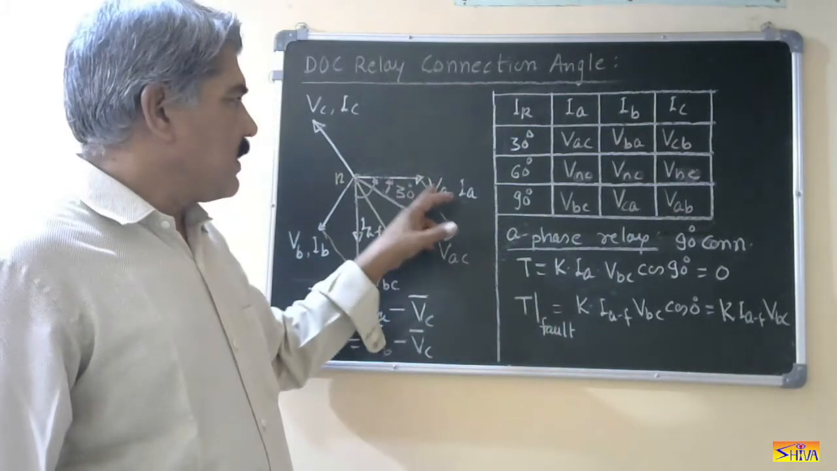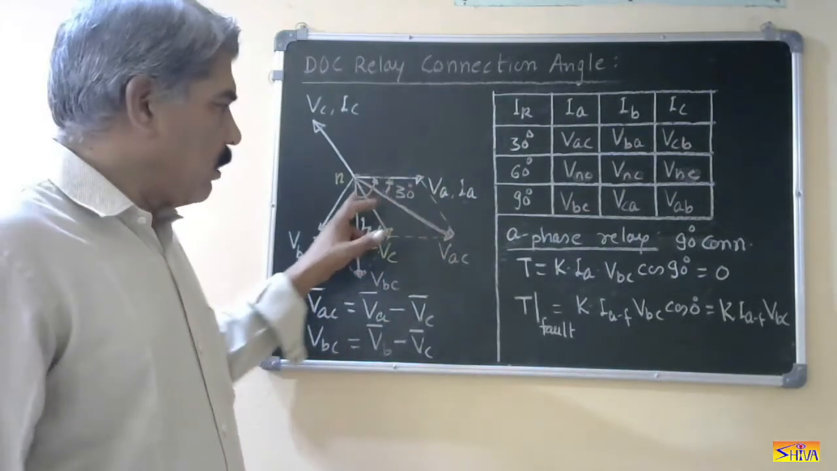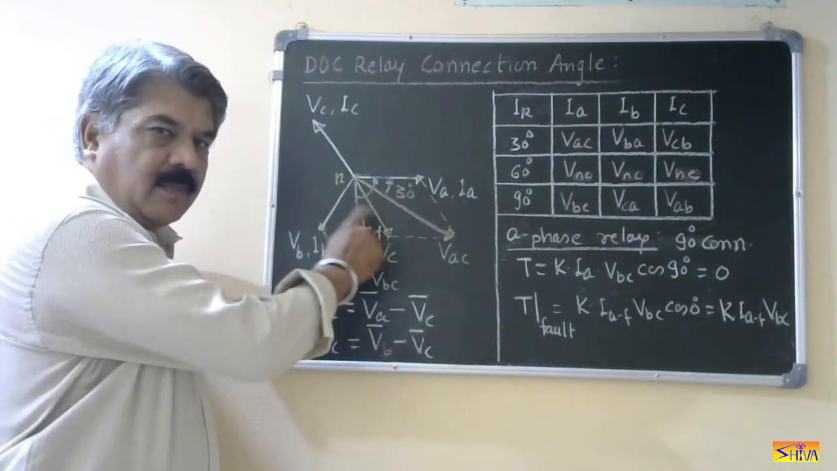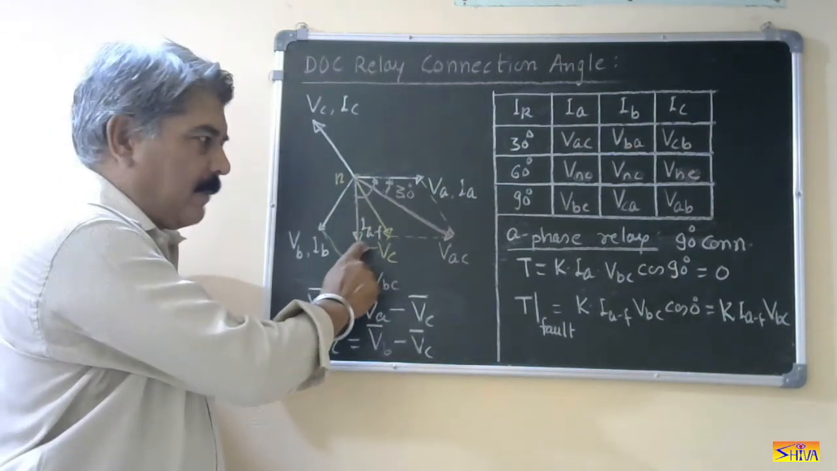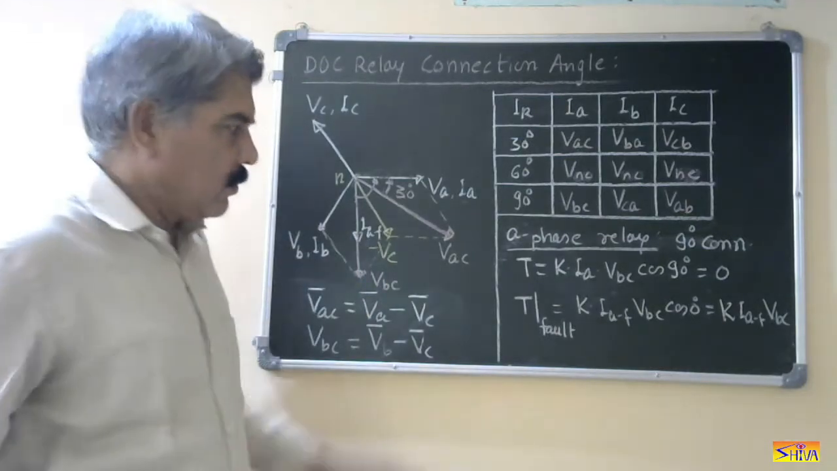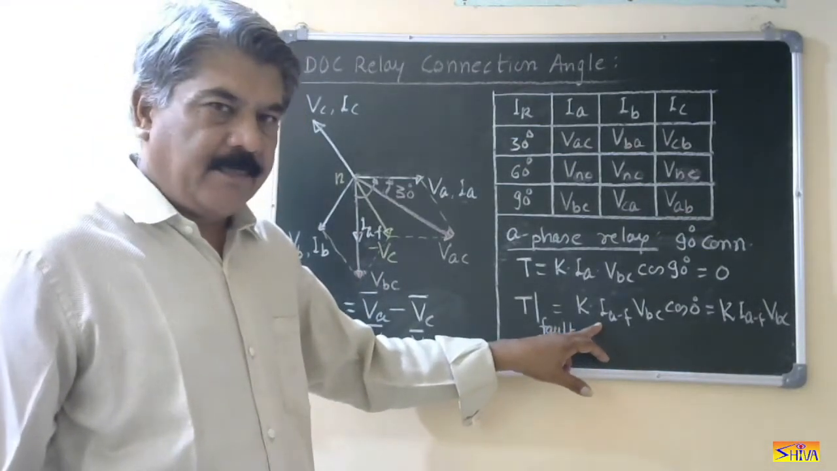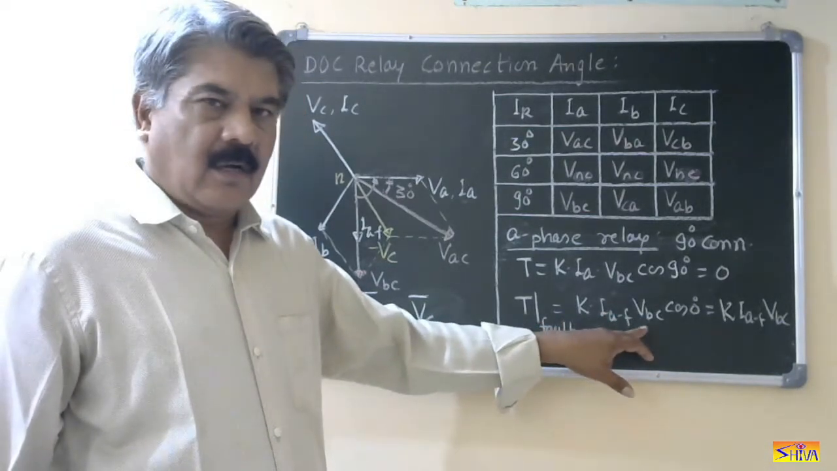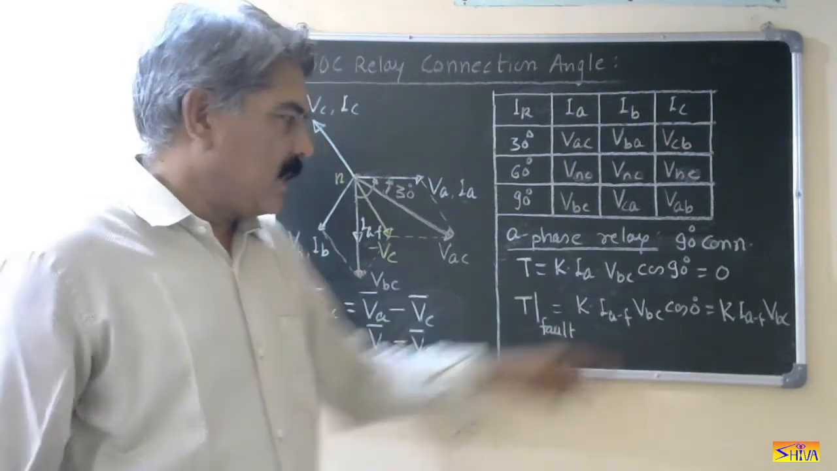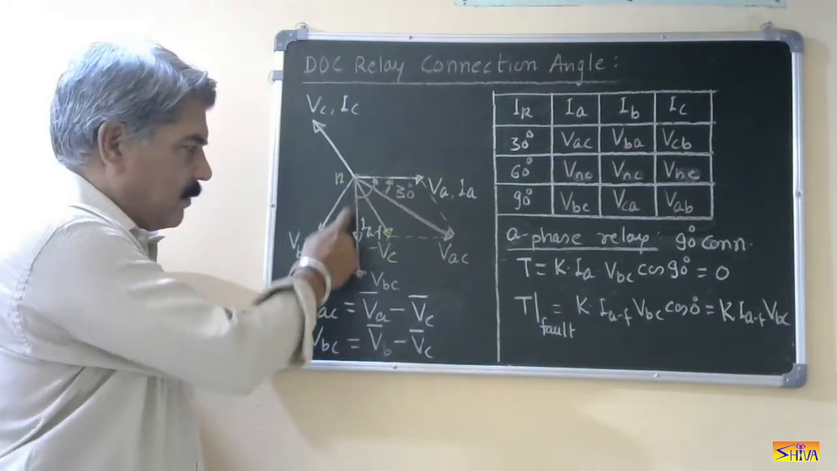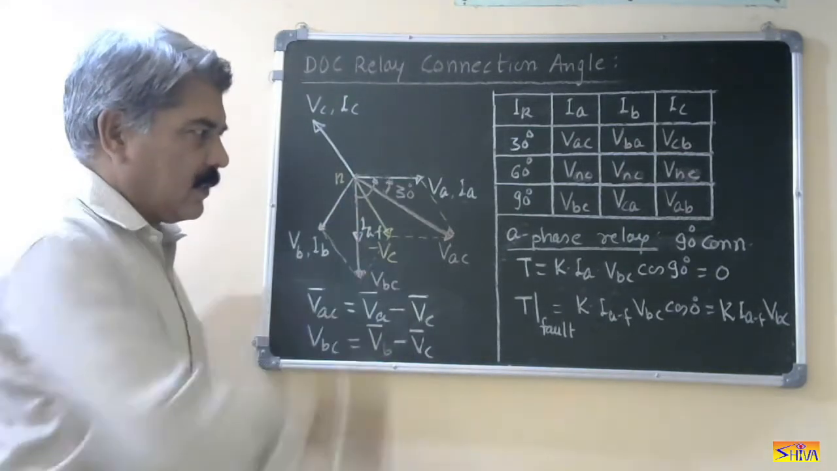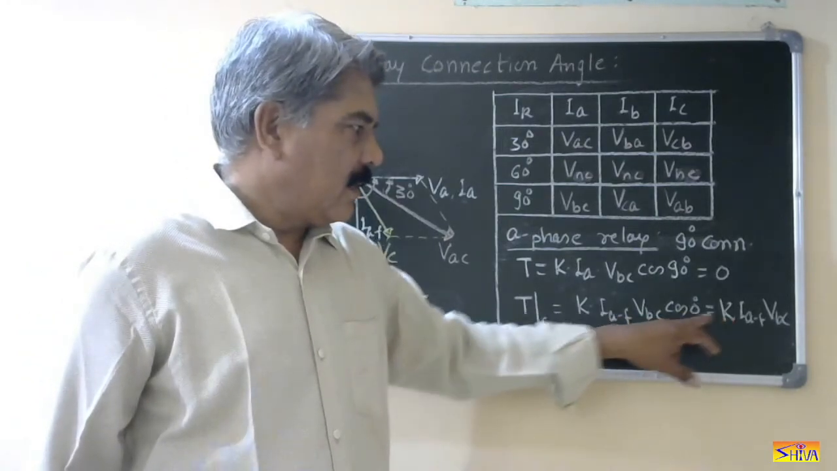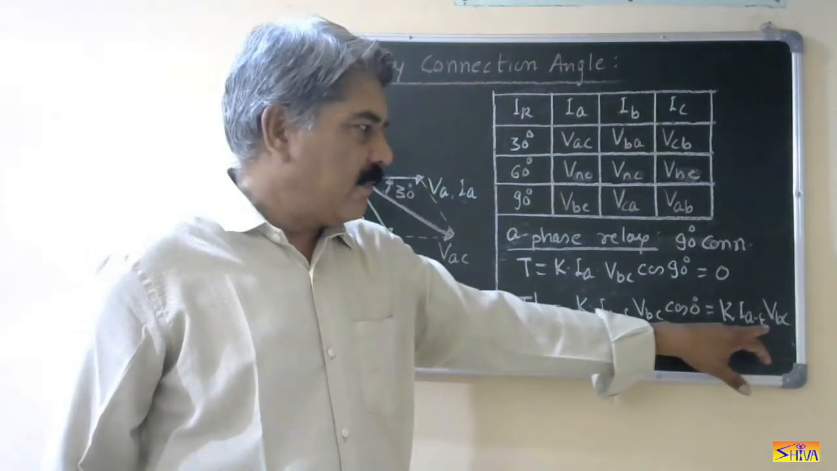Now during fault condition, the current of phase A will lag the voltage of phase A by almost 90 degree. So this is phase A voltage during fault condition. I have denoted this by VAF. So during fault, torque will be K, current of phase A, that is IAF, voltage VBC, and cos of the angle between these two. It is phasor VBC, current phasor IAF, angle is 0. So cos of 0 degree is 1. So it is K, IAF and VBC.